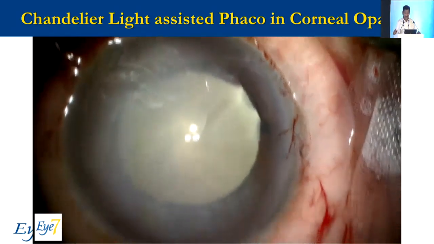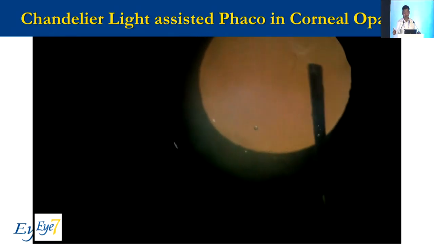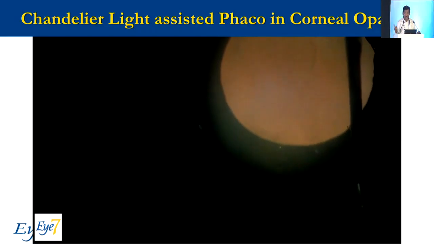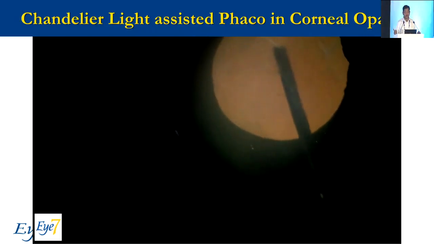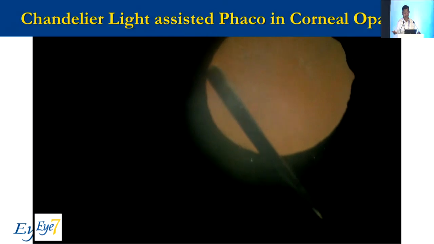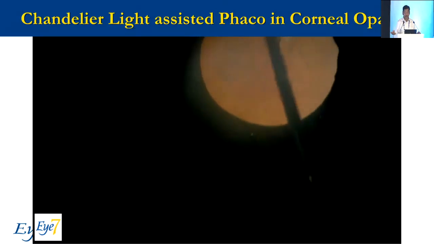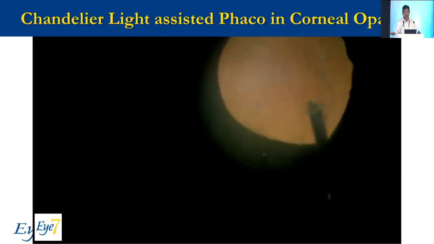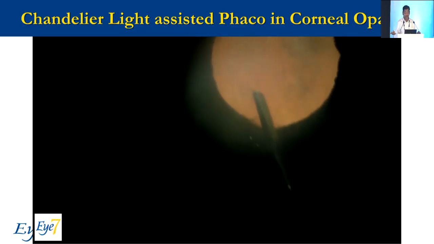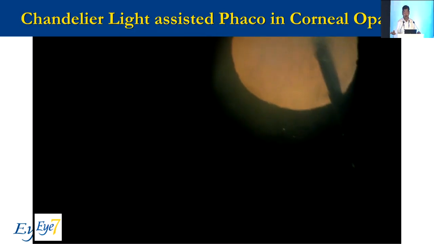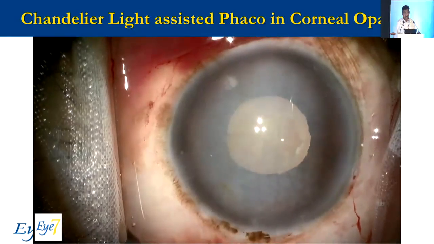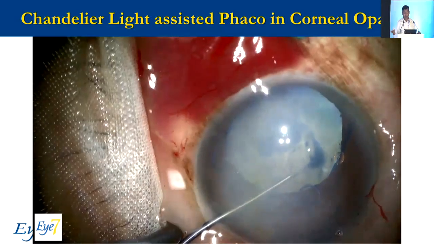Now see the effect when I go to oblique illumination and back to retro. Can you make out the difference? In that oblique illumination, I couldn't actually see anything. In retro, I can visualize the structures I'm working on. I can do hydrodissection, delineation, complete the fluid wave, turn around the nucleus. Again, a glimpse of oblique.